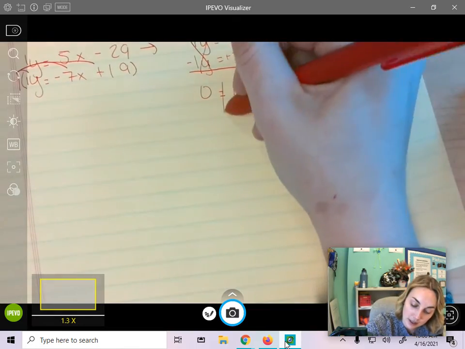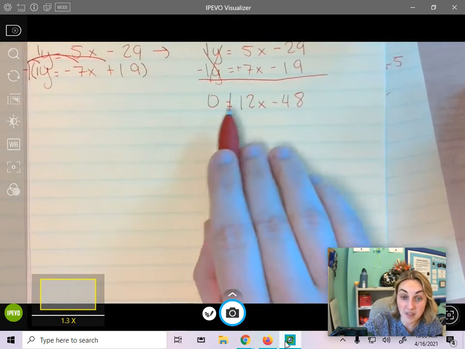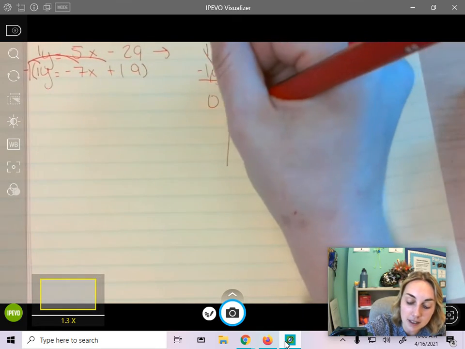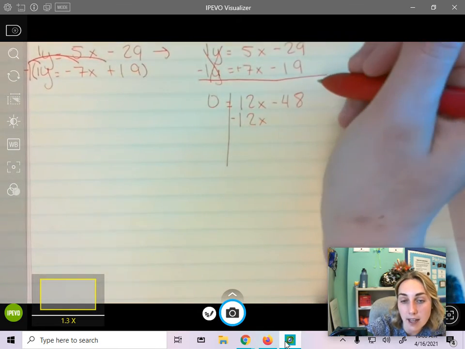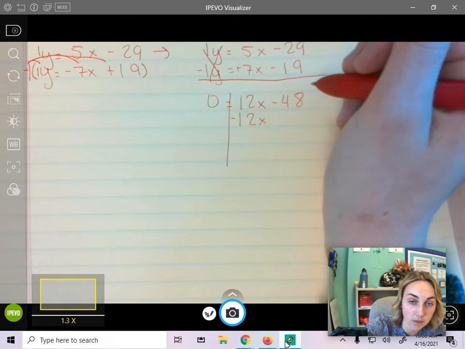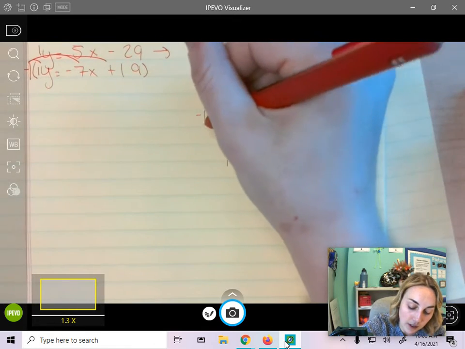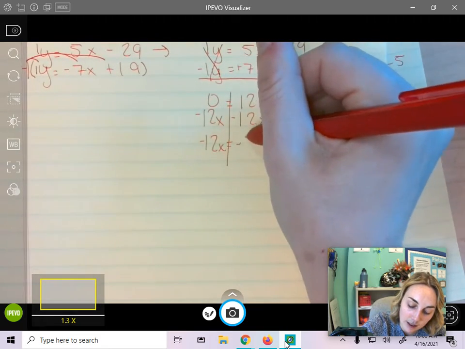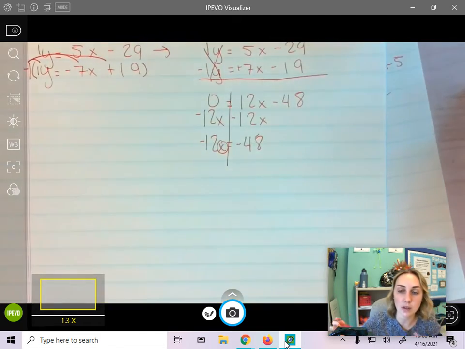So what I'm going to do, to make it easier for me, I'm going to move my variable over here. So I got to do the opposite of a plus 12. Opposite is a -12, or subtraction by 12. And whatever I do on one side, I have to do it on the other side as well. So now I have rewritten this, and I can solve for x.